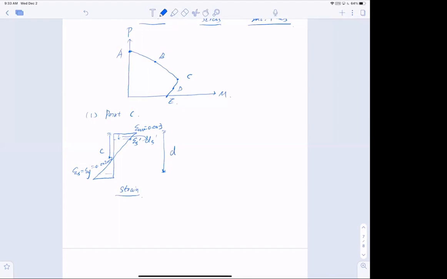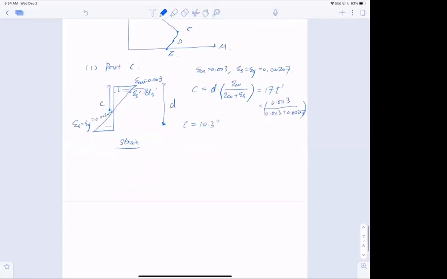So first of all, my epsilon Cu equal to 0.003. Epsilon s equals epsilon y equal to 0.00207. Okay, and now C, the compressive zone size, equals d multiplied by epsilon Cu divided by epsilon Cu plus epsilon s. D is 17.5 inch, by the way, so multiply 0.003 divided by 0.003 plus 0.00207. Okay, and I get my C equal to 10.3 inches. That's the compressive zone size.